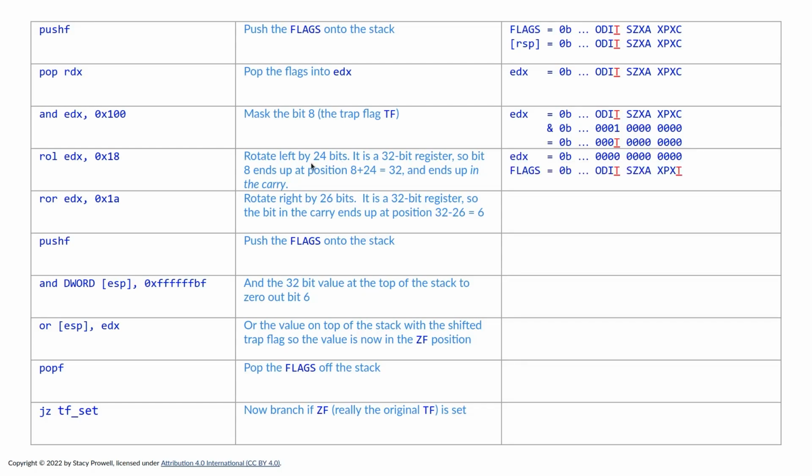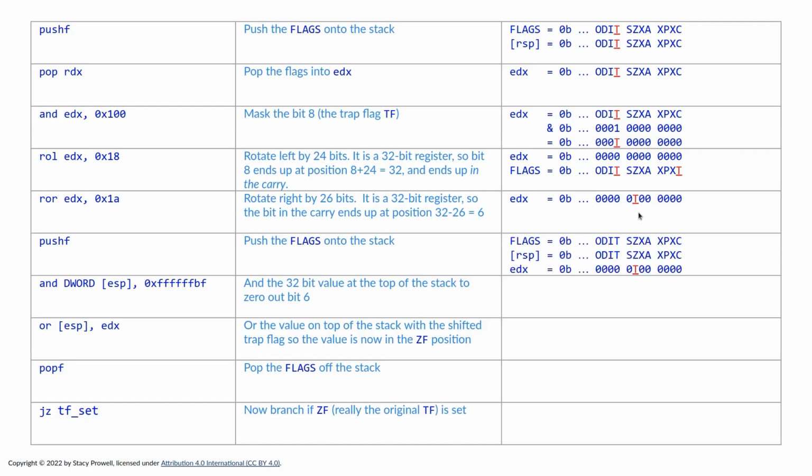They rotate left by 24 bits, and it's a 32-bit register, so bit 8 ends up at the carry. They rotate this thing all the way off, and if the trap flag was set, it's rotated into the carry, which means the carry bit now holds a copy of the trap flag. It's a kind of clever thing to do. Then they rotate right by 0x1A. That's 16 plus 10, which is 26 bits, so they shifted over. Now it's in the position of the zero flag. Okay.